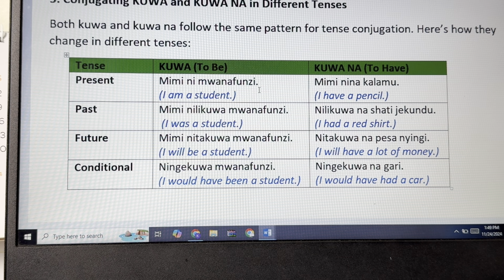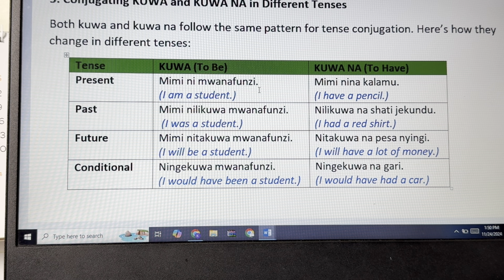For example, one of my students had just learned kuwa means is or am. Then he translated the sentence I am sad to Swahili. I am sad. I'm very sad. He said, mimi ni huzuni sana. So to a Swahili speaker, that sentence, mimi ni huzuni sana, will imply that your name is Huzuni Sana, or you are huzuni sana.